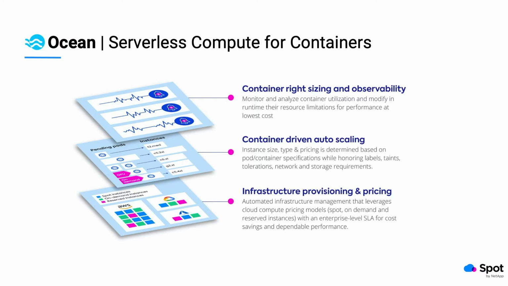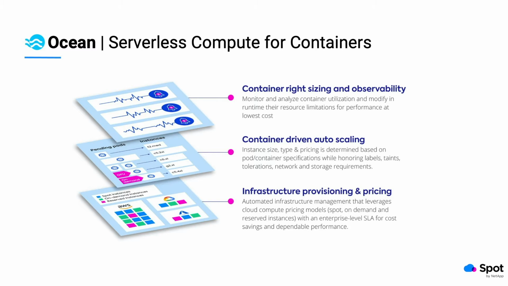Once those run out, Ocean will leverage the cloud provider's excess capacity, known as Spot instances on AWS, Spot VMs on Azure, and preemptible VMs on GCP. Those instance pricing models offer a 70 to 90% discount compared to on-demand prices, and Ocean will manage their fault tolerance to guarantee an enterprise-grade SLA and high availability, ensuring you're not experiencing any interruption to your application.